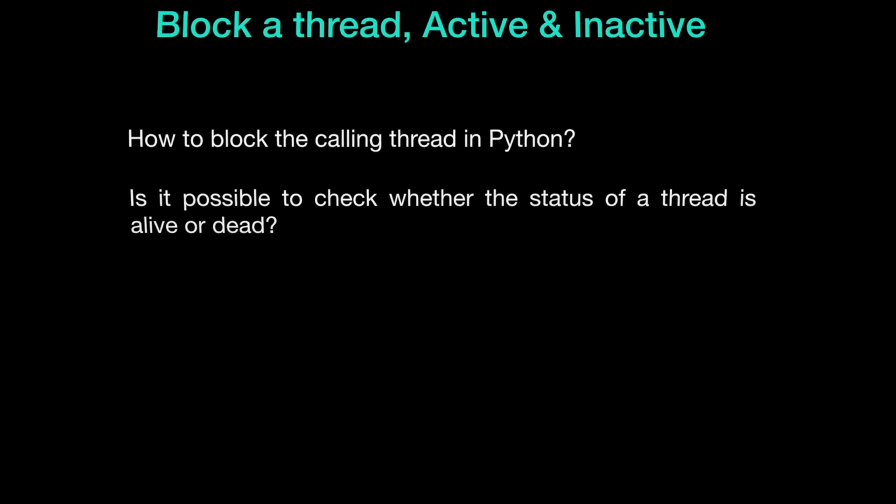Through this video, I am going to explain in Python how we can block a thread and how we can check whether a thread is active or inactive, whether it is executing or not. So, first part, how to block a calling thread. For that, we use a method called join, and there is another method isAlive. Through the isAlive method, we can check whether a thread is running or not.